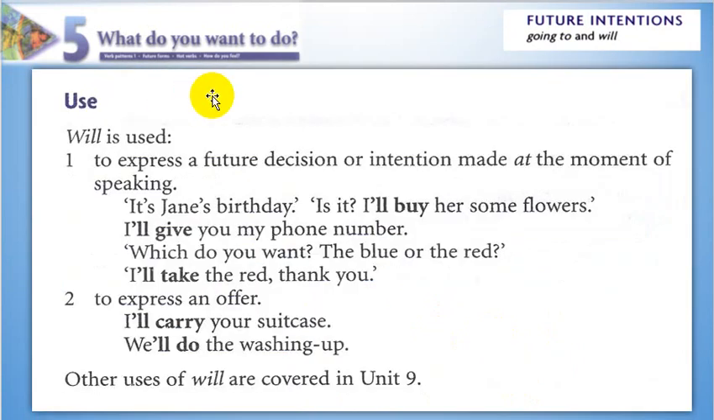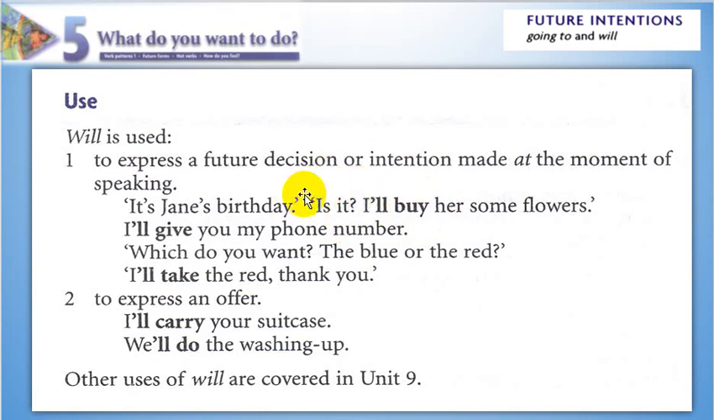Now, when will we use the form will? First, to express a future decision or intention, نية, made at the moment of speaking. It's Jane's birthday. Is it? I'll buy her some flowers. So the intention or the decision of buying flowers to Jane is made at the moment because the person who decided to buy the flower did not know that it was Jane's birthday.